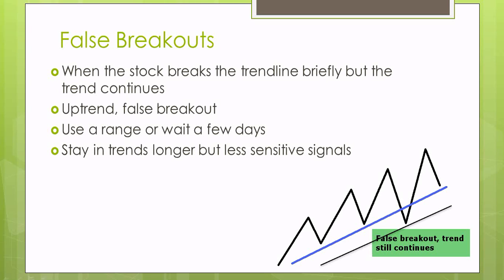So the benefits of using a range or waiting a few days to consider a valid breakout is you will be able to stay in the trend longer because you will not be stopped out prematurely before the trend is over due to the noise and volatility that is in the markets. However, a drawback from using this is the signals you get from the charts will be slower because you will have to wait for the signals to confirm.